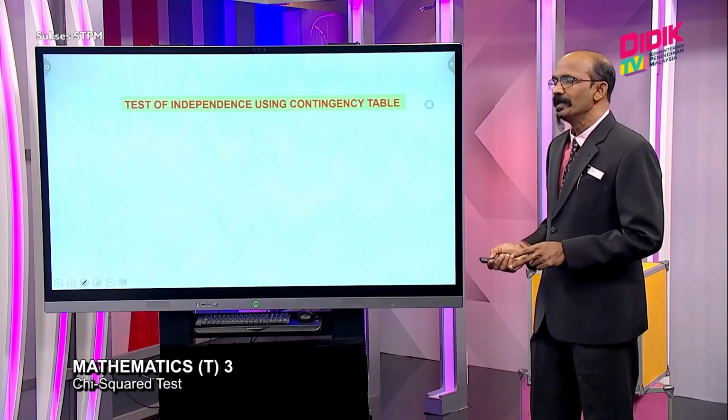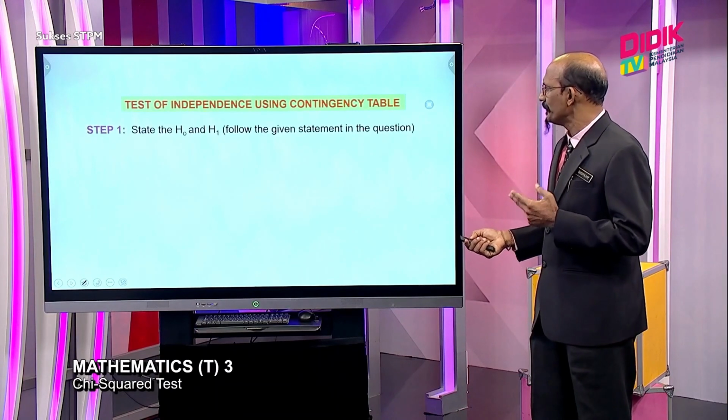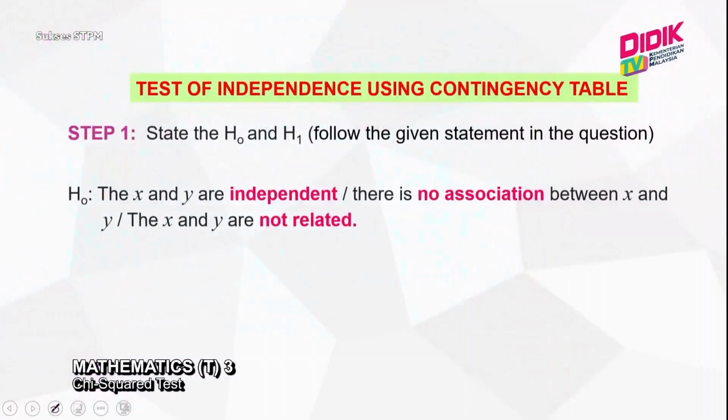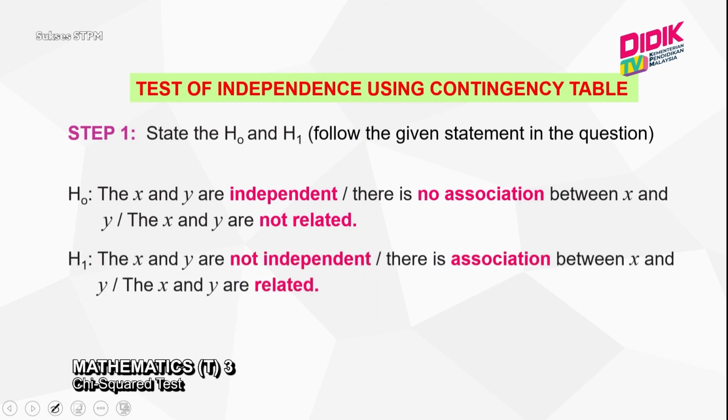Basically the 6 steps remain almost identical, but the way of writing H1 is slightly different. You use independent, no association, or not related. So H0 will be independent, and H1 will be not independent. No association, association. Related, not related. That's how you write.